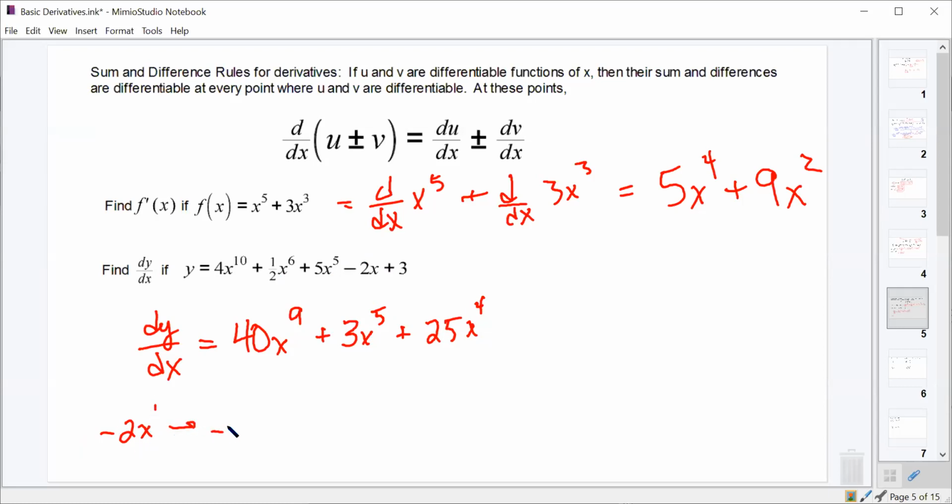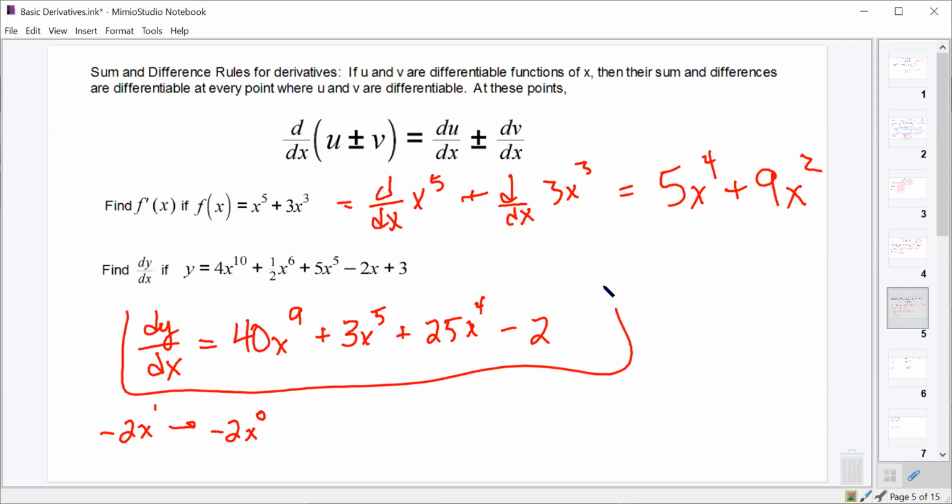So that becomes minus 2x to the 0 power when we multiply by the 1 and drop it by 1 power. And x to the 0 is just 1. So that becomes minus 2. And what about the plus 3?